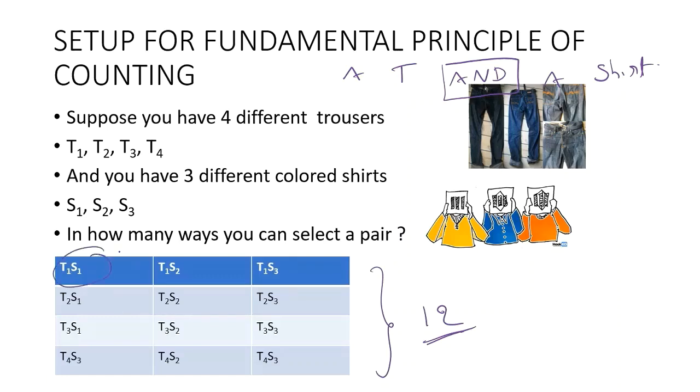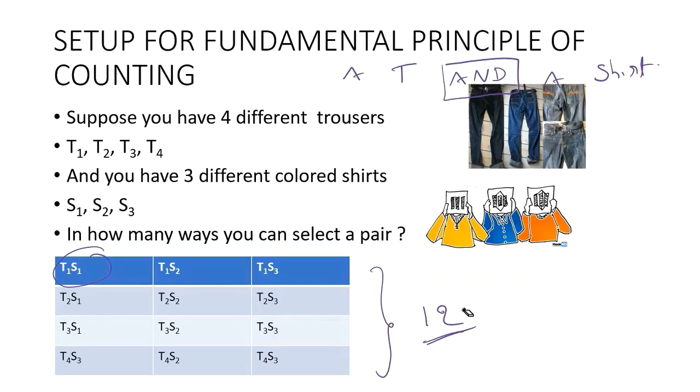By T1 S1 I mean we are selecting the first trouser and the first shirt. And the next one, T1 S2. By T1 S2 we mean we are selecting the first trouser and the second shirt. Similarly T1 S3, T1 S4, and similarly T2 S1 and so on. So on the whole we have 12 different options.